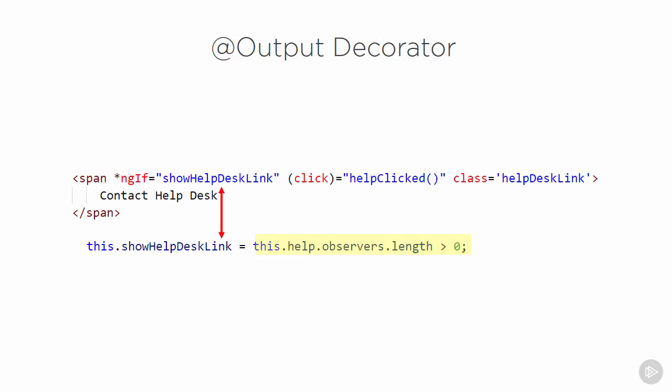Furthermore, the help banner component doesn't need to be concerned about what the error is or how to collect the information to pass to the help desk. All that's handled by the function which is subscribed to the help banner's output property. Let's dig into this further in the demo.